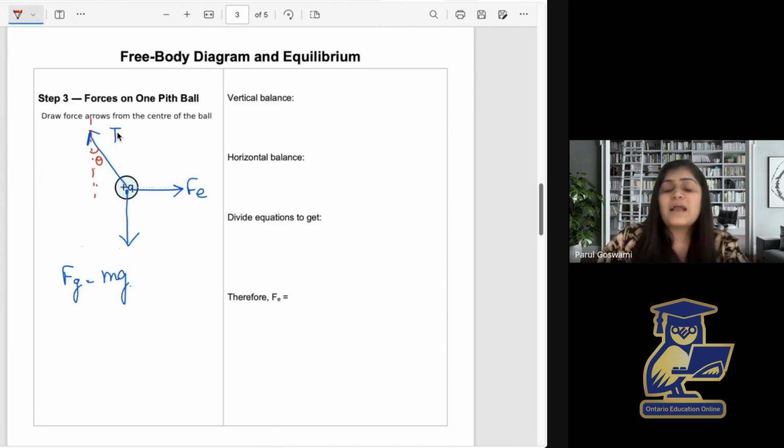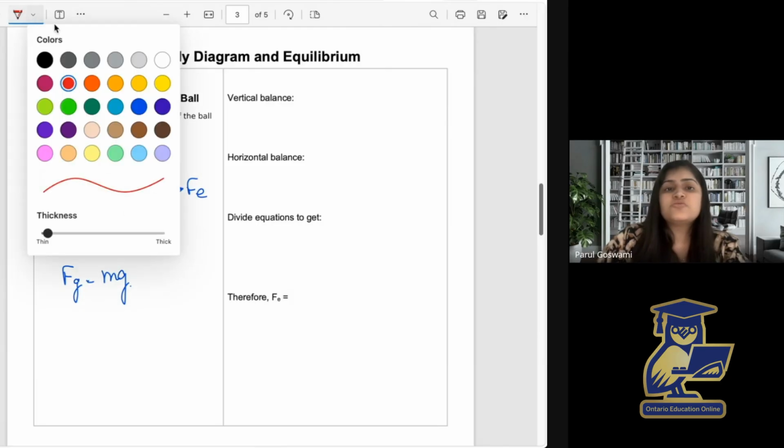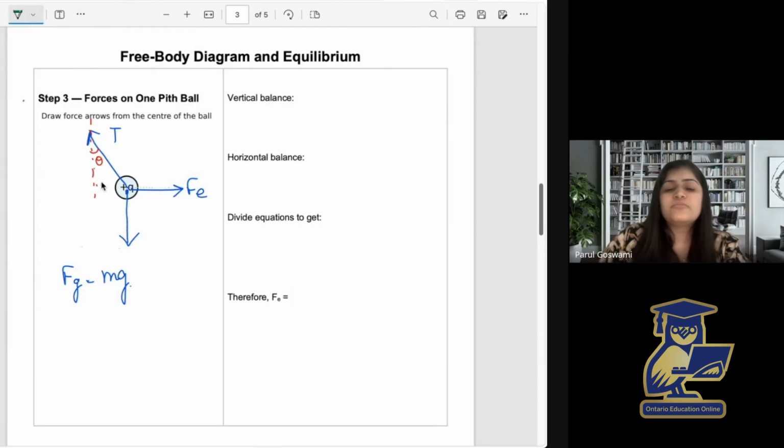So this angled force should be resolved into its vertical component and horizontal component. This is the horizontal component of the tension force and this is the vertical component of the tension force. The horizontal component can be written as T sine theta and the vertical component can be written as T cosine theta. We have used basic trigonometry.